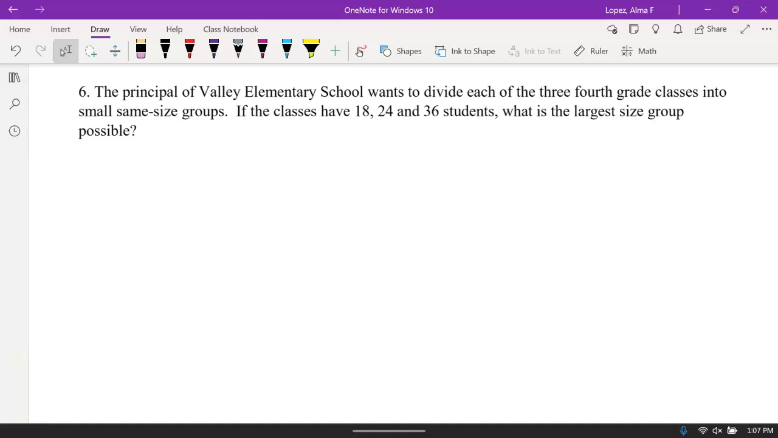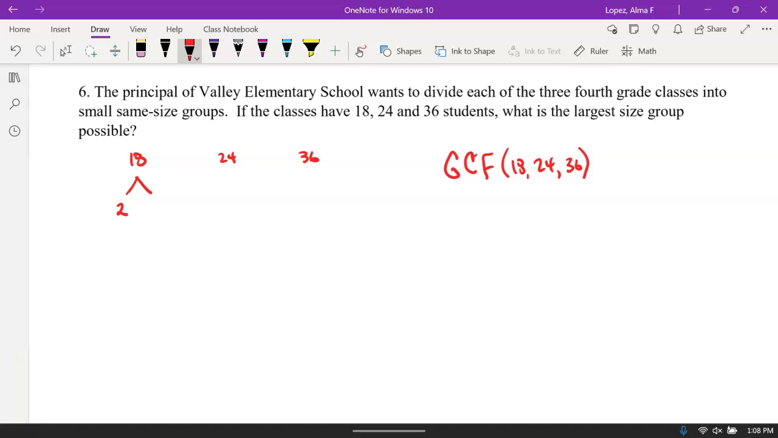Well, that's going to be a greatest common factor. So I'm going to do 18, 24, and 36 and break them down into our prime factorization so I can find out what the greatest common factor will be. That's the greatest common factor of 18, 24, and 36. Because those are the number of students you have, what group size can you break them all up into? And so that's what our greatest common factor will show here.